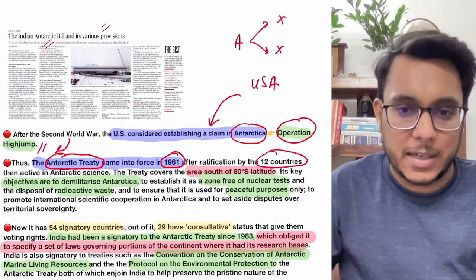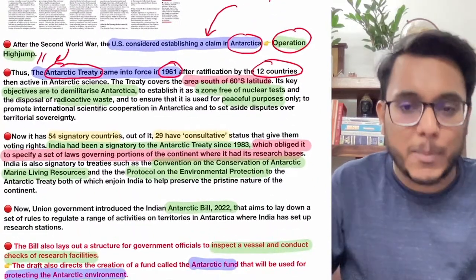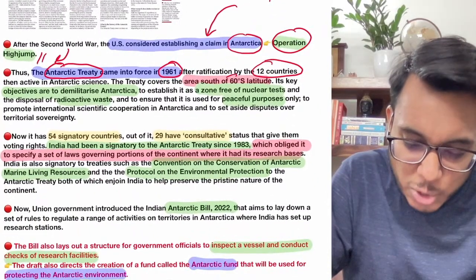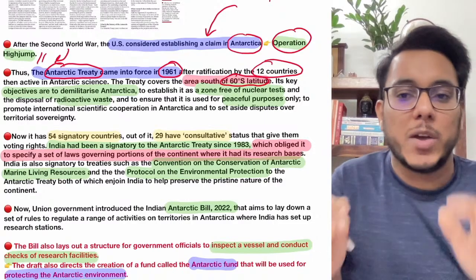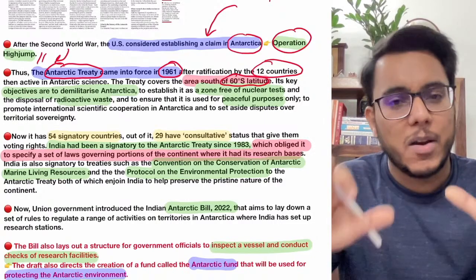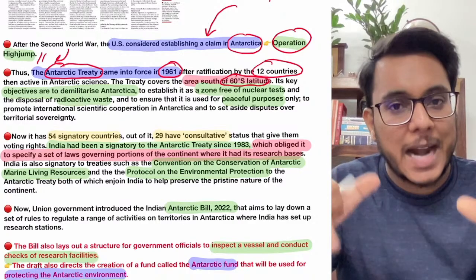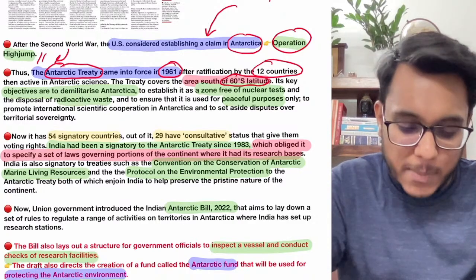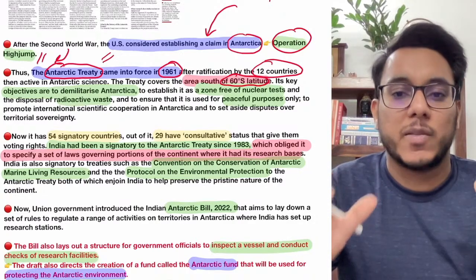ratified this Antarctic Treaty. Now guys, the Antarctic Treaty provides that the area south of the 60-degree latitude will be considered as the Antarctic. All the ice caps, all the land beyond the 60-degree south will be the Antarctic. So this is the definition of the Antarctic.